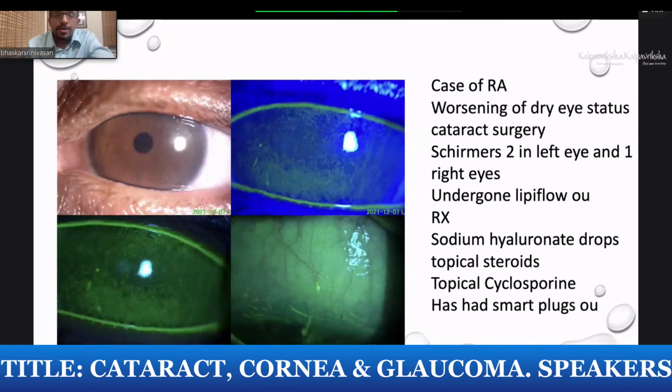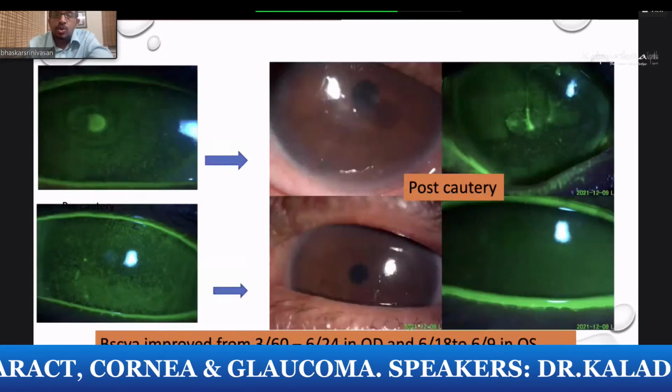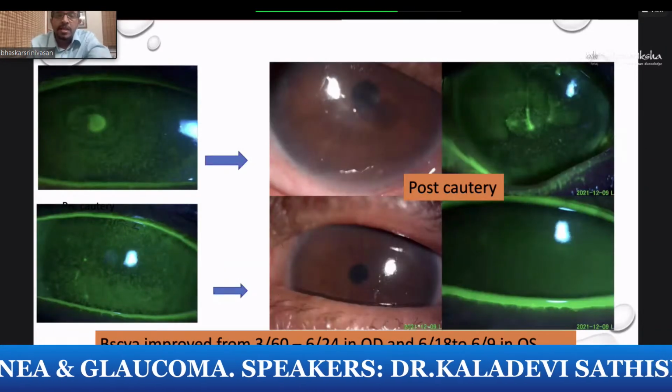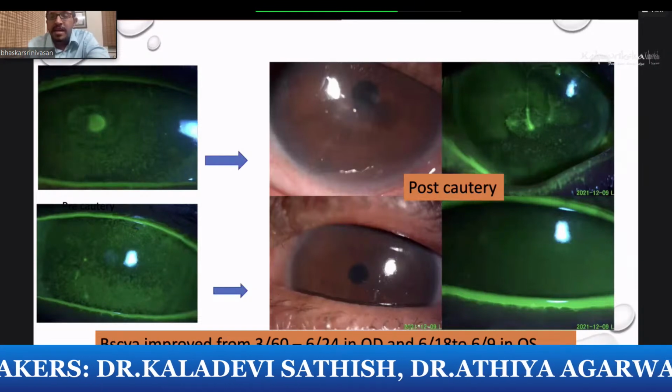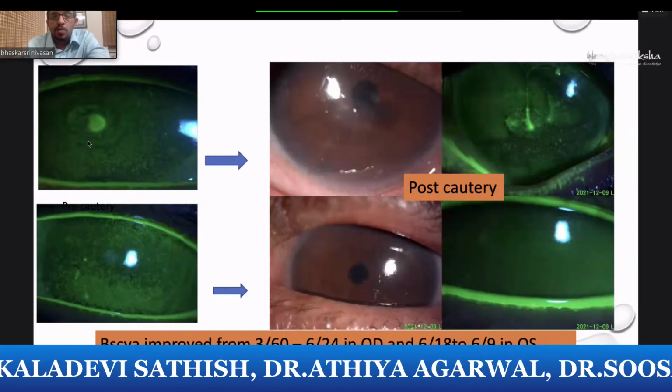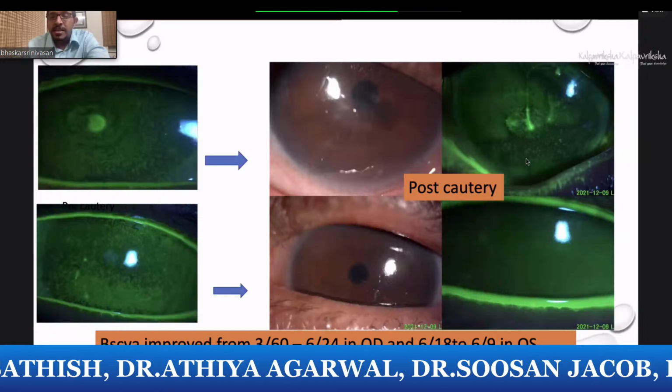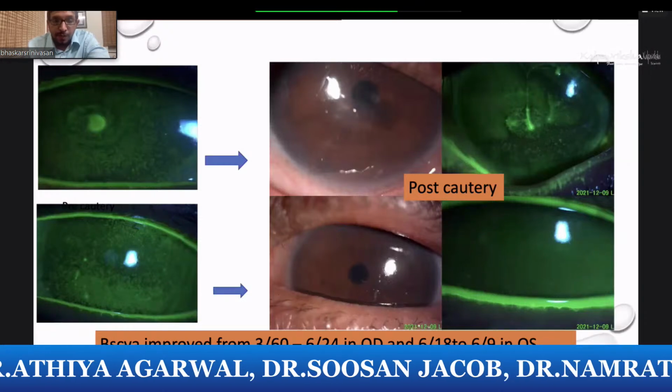This is the other eye. So what do you do for this kind of patient? When it's so severe, you probably need to do something in terms of preserving the tears, and we went ahead and did a punctal cautery. Within a day post-cautery, the defect, which was almost there for about a month, healed significantly, and the vision also improved.